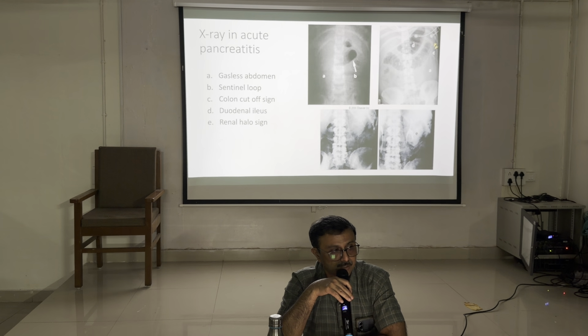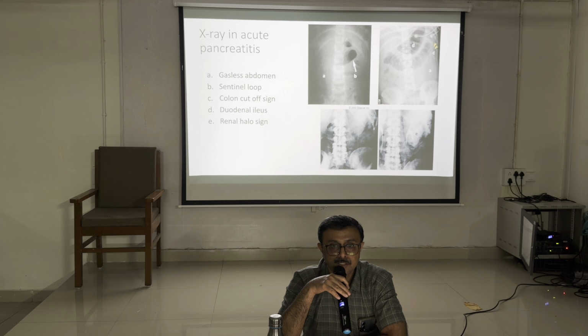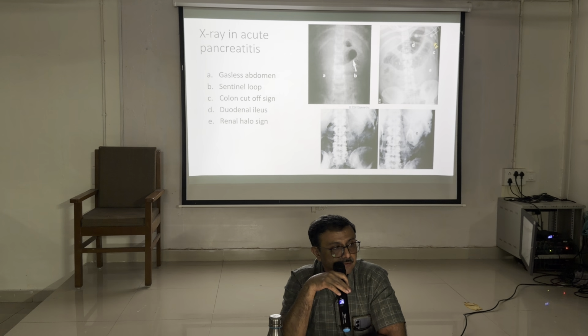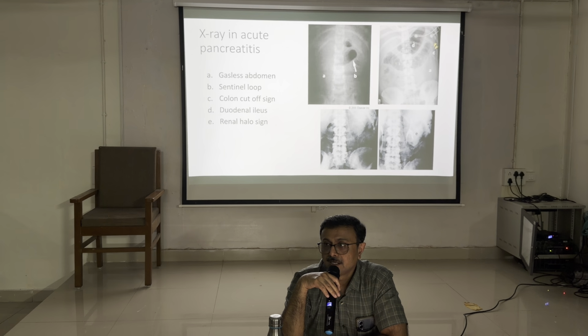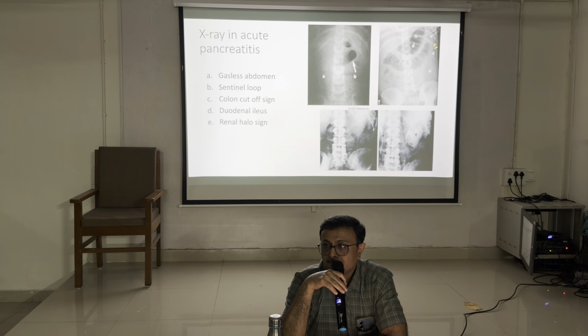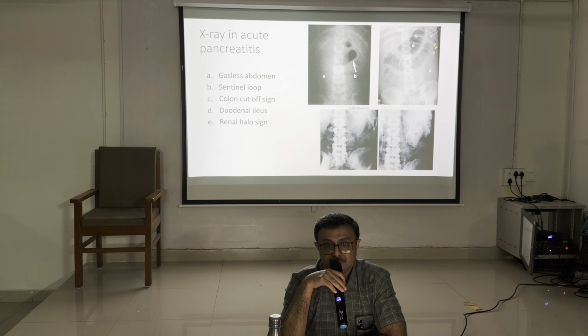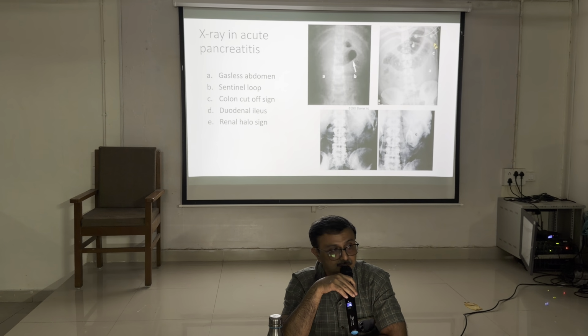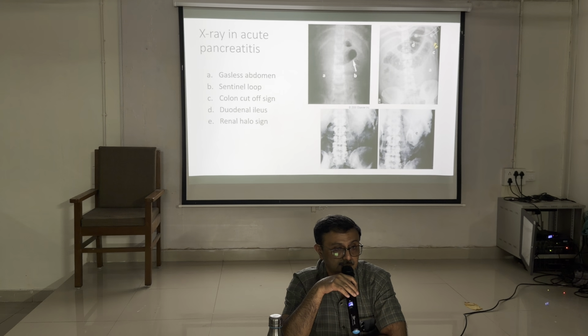Pancreatic fluid collection. After pancreatitis, what is the most common collection? Pancreatic fluid collection. First it collects in the lesser sac, second in the retroperitoneum, and third in the peritoneum. So retroperitoneal fluid collection is one of the features of necrotizing pancreatitis.